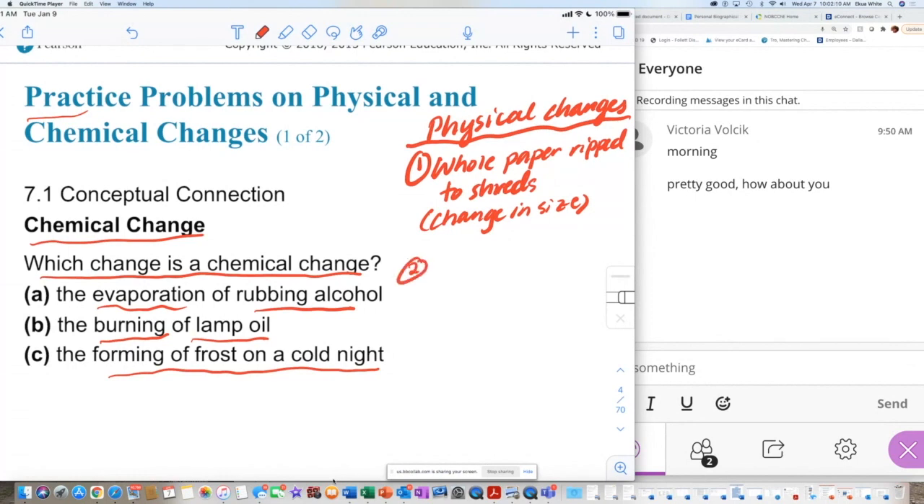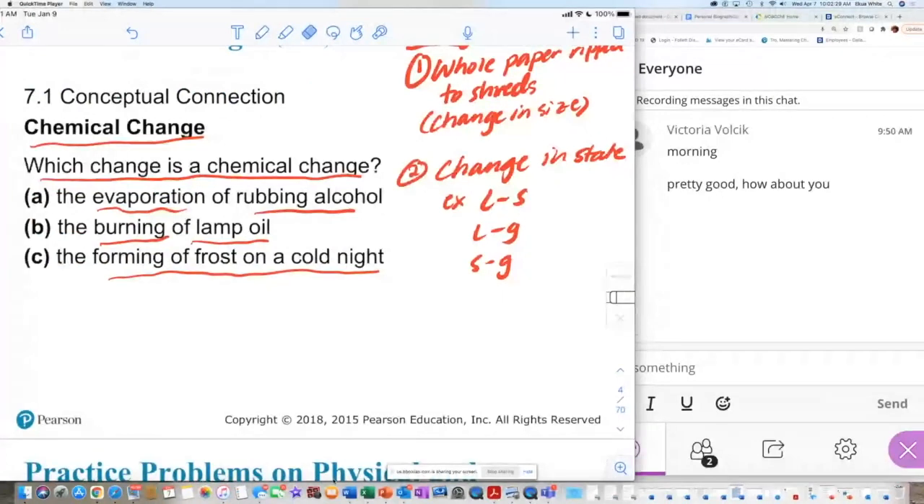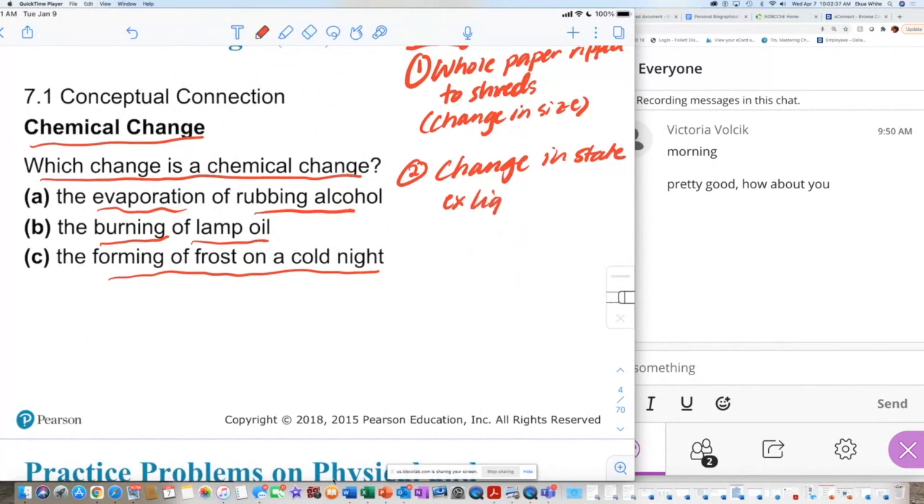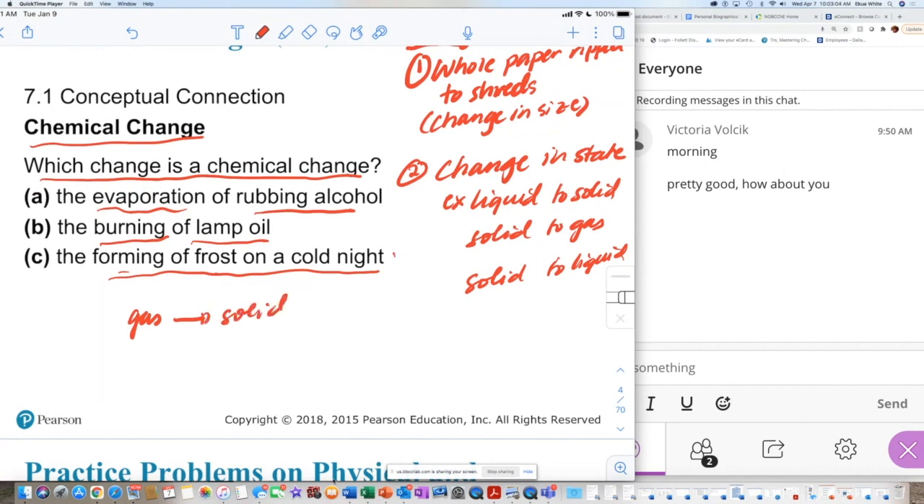So when the change in the size of a particle or an object occurs, it is still physical change. Okay, number two, if you have a change in state, example, liquid to solid, liquid to gas, solid to gas, all these, okay, these are all change in state. So let me go ahead and write it better. Liquid to solid, solid to gas, solid to liquid, and vice versa. All of these are part of physical changes, right? Fundamentally, the chemical is still the same. So forming frost is going from a gas to a solid. So that will be physical change.